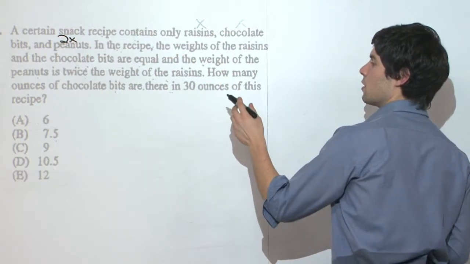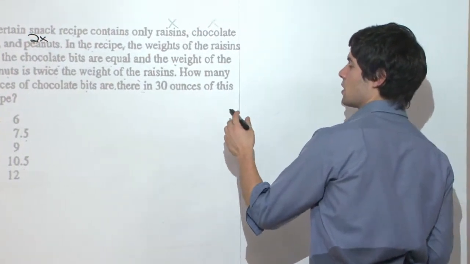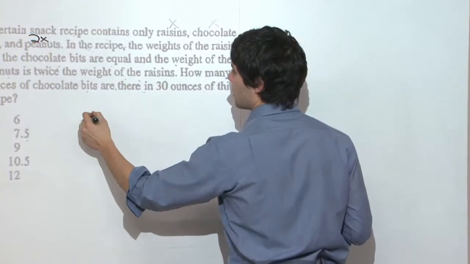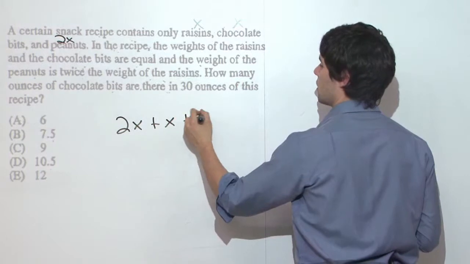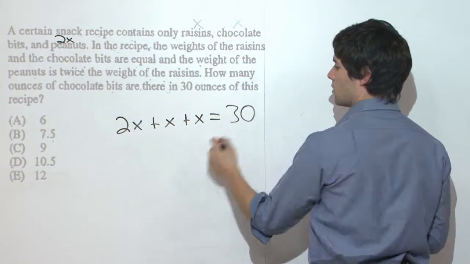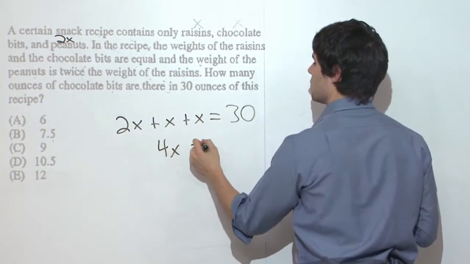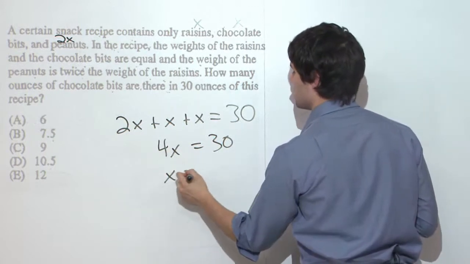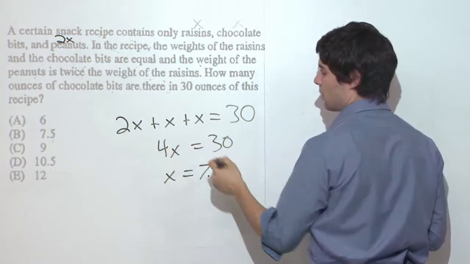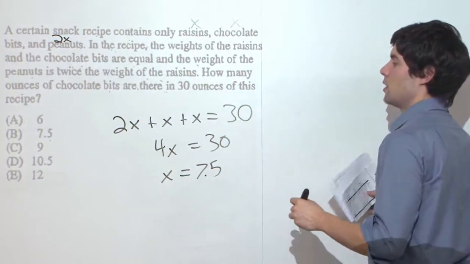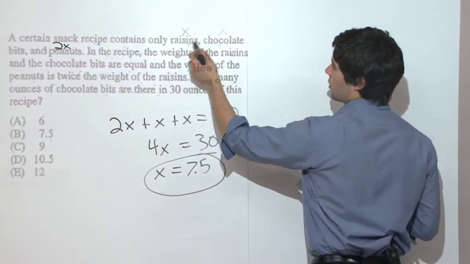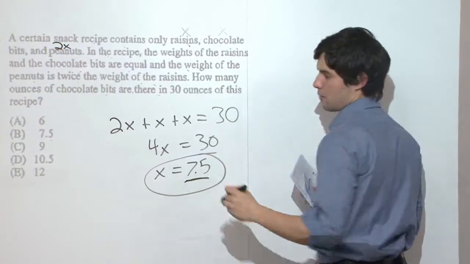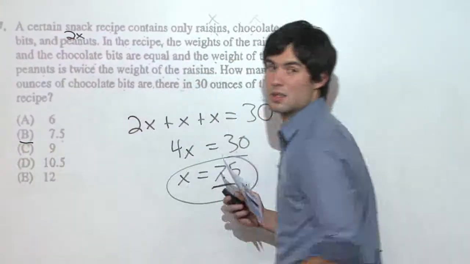So how many ounces of chocolate bits are there in 30 ounces of this recipe? Well, let's add all three together. We have 2x, which is our peanuts, plus our raisins x, plus our chocolates x, equals 30 ounces. 4x equals 30 ounces. X equals 7.5. I divided by 4. Now, how many chocolate bits are there? Remember, chocolate bits and raisins are both x. There are 7.5 ounces. Our answer is B.